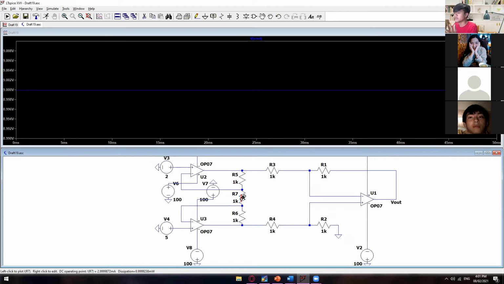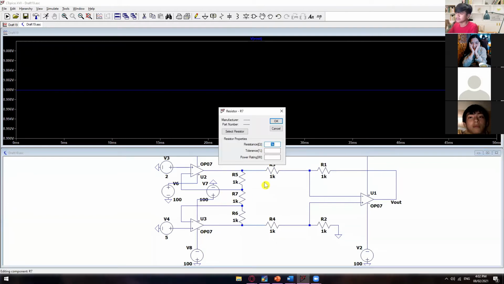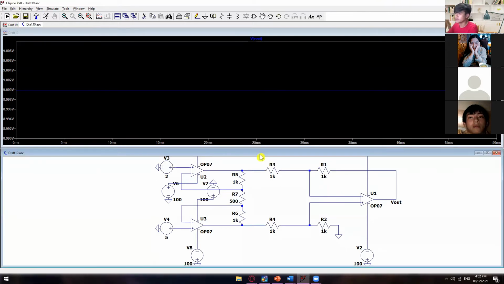Okay, so let's say we want to lessen the voltage output. Of course, all you need to do is change this one, change the value of your R gain. So let's say 500 ohms. So let's see what will happen to your output.